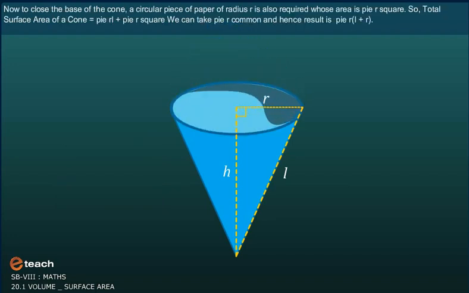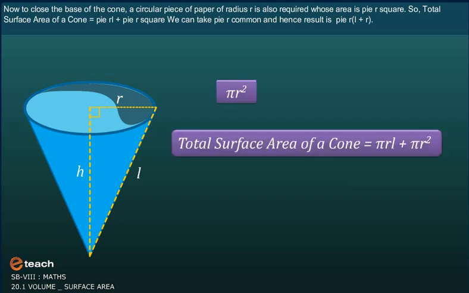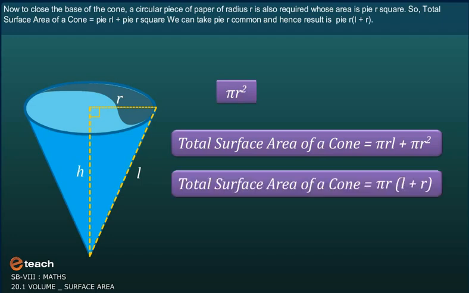Now to close the base of the cone, a circular piece of paper of radius r is also required, whose area is pi r square. So, the total surface area of a cone is equal to pi r L plus pi r square. We can take pi r common and hence the result is pi r bracket L plus r.